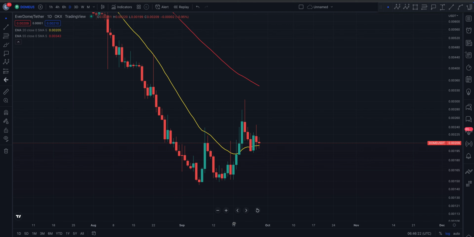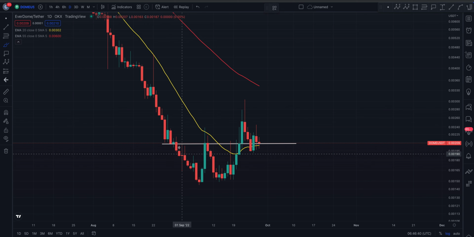Today I'm going to be diving into Everdome. I'm looking at Everdome here on the daily time frame, and I'm basically going to take off from where I left off last time on the last update I did for Everdome. So, we were looking at this. I think we were watching a double bottom pattern play out here, weren't we?